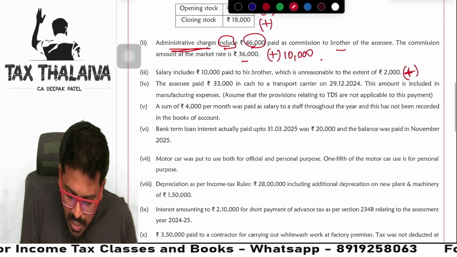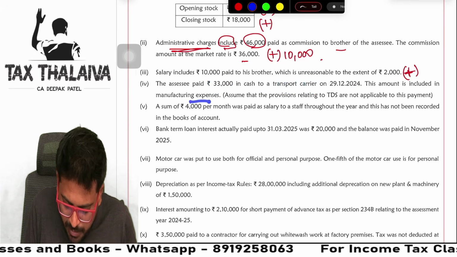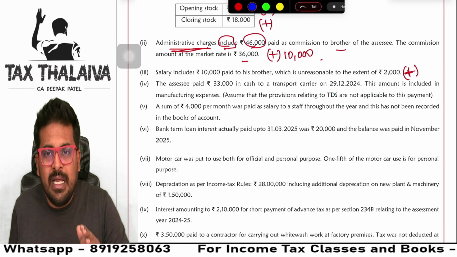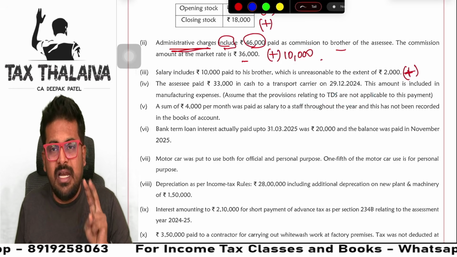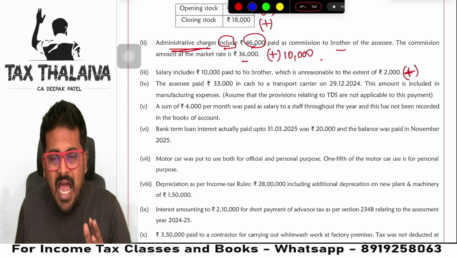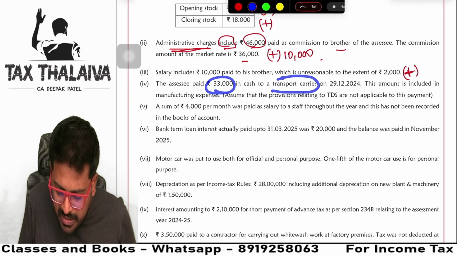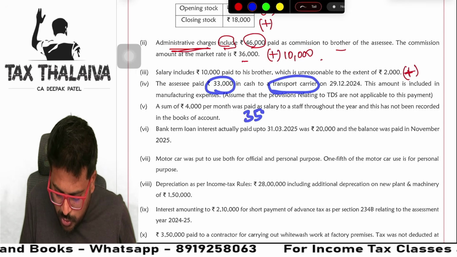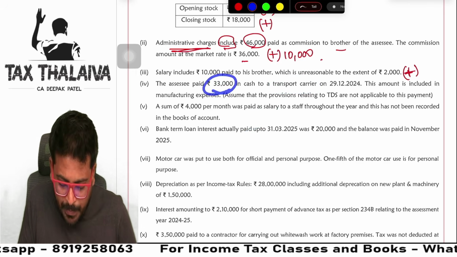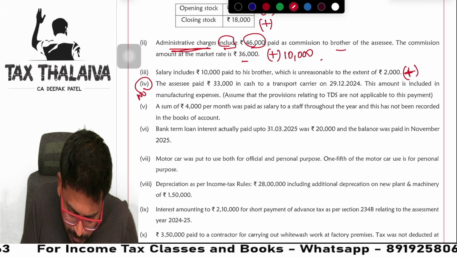Next, assessee paid 33,000 in cash to transport carrier in December. Amount is included in manufacturing expenses. Assume that the provisions of TDS are not applicable. Guys, if you make any payment to a single person in a single day for any expenditure more than 10,000 rupees, if you make payment in cash or other than the prescribed modes, that has to be disallowed. But there is an exception. If you make payment to a transport carrier up to 35,000 rupees, you can make it in cash, no problem. So this is well within the limit of 35,000 rupees. So no adjustment required for this, guys.